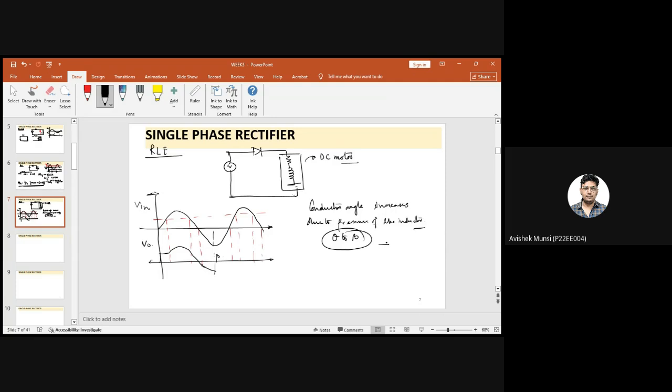So now we will discuss the half wave rectifier with a controlled load. If you have any doubt, you can say, and after that we will again start with the controlled load.